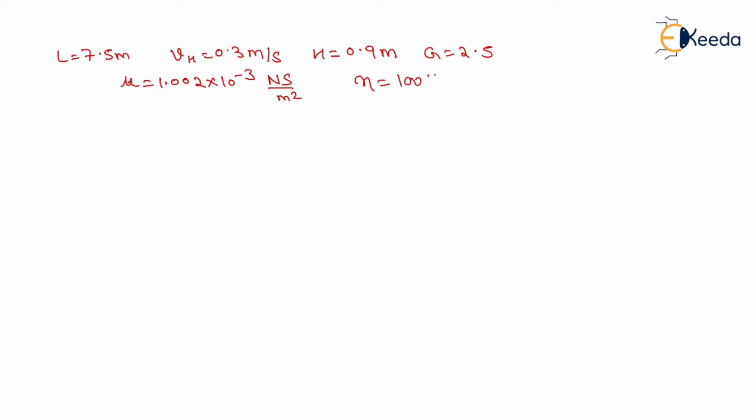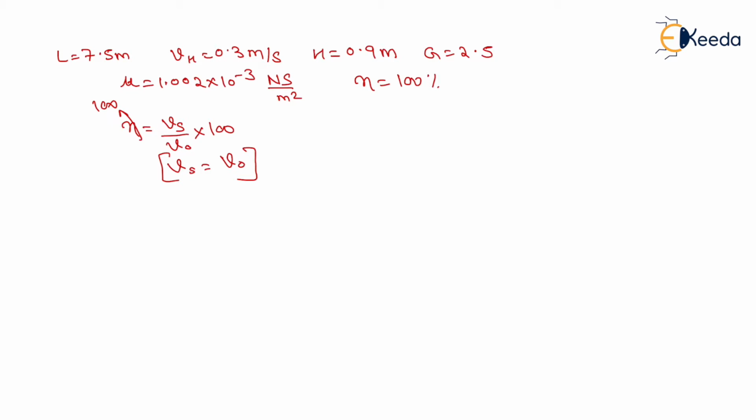Now if efficiency is 100%, what will happen? Efficiency is the ratio of Vs upon V naught into 100. So if efficiency is 100%, then Vs is equal to V naught. Both the velocities, that is the settling velocity and overflow rate, will be equal.